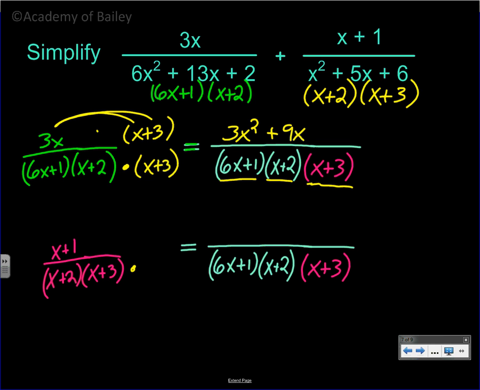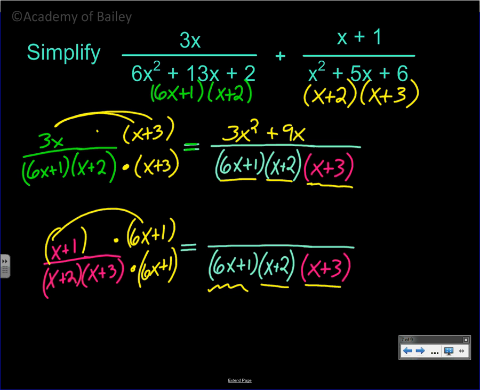Down here, what did we have to multiply x plus 2 and x plus 3 by to get the common denominator? Here's x plus 2 and here's x plus 3. So it looks like we multiplied it by 6x plus 1. So then you also have to multiply the top by 6x plus 1. So let's go ahead and do that. x times 6x is going to be 6x squared. x times 1 is a positive x. 1 times 6x is a positive 6x. And 1 times 1 is a positive 1. And we know 1x and 6x will give us 7x.